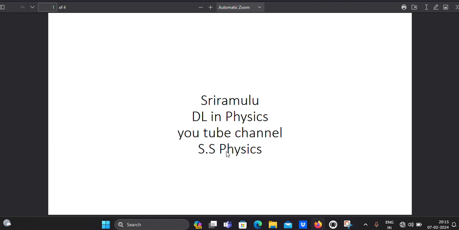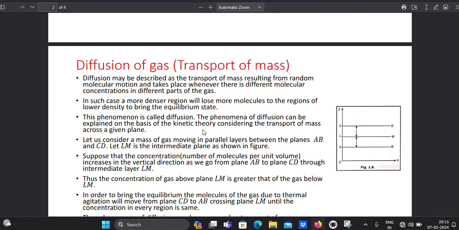So today's topic is diffusion of gases. Okay friends, in diffusion of gases, mass will transport. So that is why transport of mass is written aside. And next, let me start.